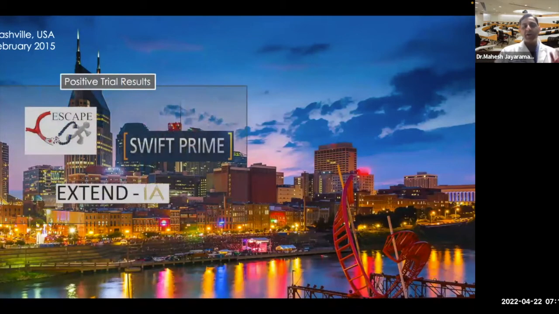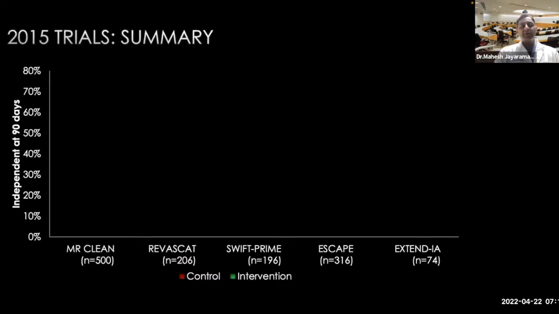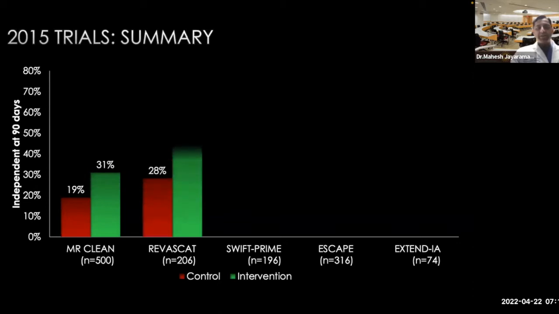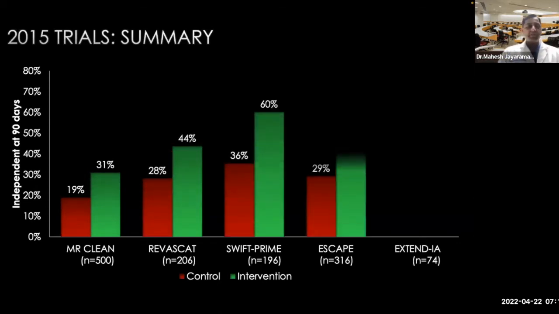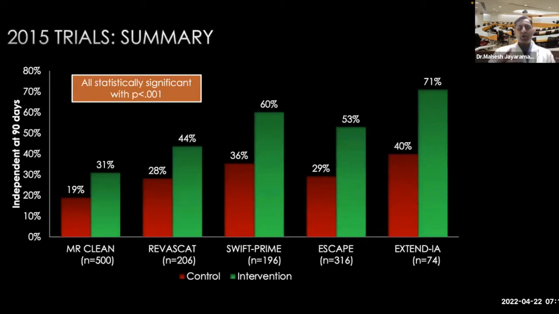And for those of you who've gone to medical meetings, I will tell you that this felt more like a rock concert than a medical meeting, because it was standing room only to get in to hear these trial results. And when they were announced, people got up and gave a standing ovation. The ESCAPE trial, SWIFT PRIME, and EXTEND-IA all showed positive trial results. And if we look at these trial results, whether we pick from REVASCAT, MR CLEAN, SWIFT PRIME, ESCAPE, or EXTEND-IA, they all showed a dramatic improvement in clinical outcome with endovascular therapy, so thrombectomy, compared with best medical therapy alone.